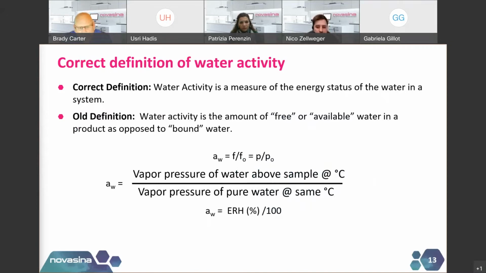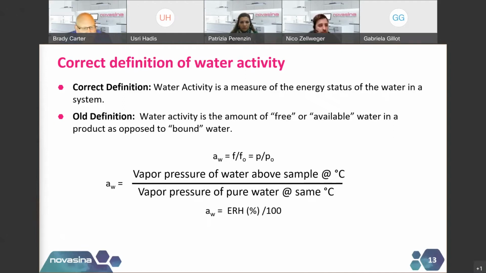However, the correct definition for water activity is actually the energy status of the water in the system. Free and bound, those terms don't have any scientific definition associated with them. So they can mean a lot of different things depending on the connotation. And so we try to stay away from those terms, free water, in talking about water activity, because it really doesn't describe what water activity is.